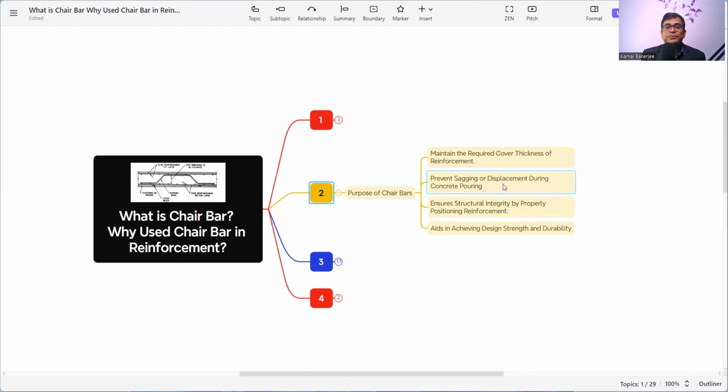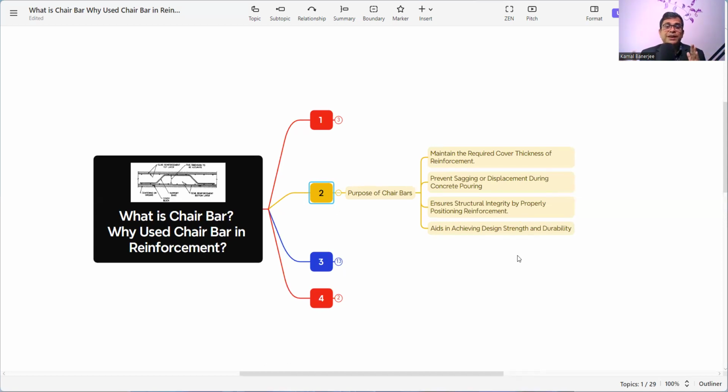It prevents sagging and displacement during concrete pouring. Whenever we are pouring the concrete, it is a heavy material, so there is a possibility that the bar can be displaced from its position. So the chair bar keeps the bar in position, in the tension zone or wherever it is required, and ensures structural integrity by properly positioning the reinforcement.